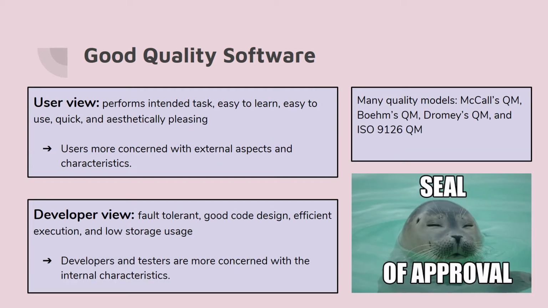There are two main views of what makes good quality software, the user view and the developer view. The user wants it to perform the intended task, easy to learn, easy to use, etc. And they're more concerned with external aspects of characteristics, whereas the developer wants it to be fault tolerant, have good code design, efficient execution, and they're more concerned with the internal characteristics. And there are many quality models, such as McCall's, which we're going to see on the next slide.